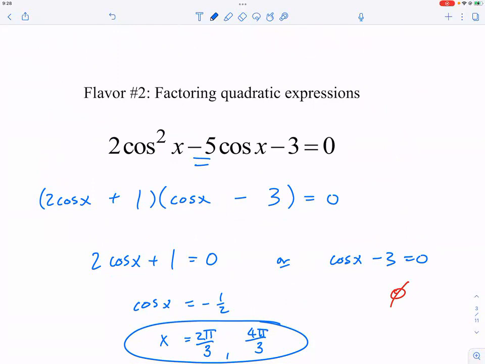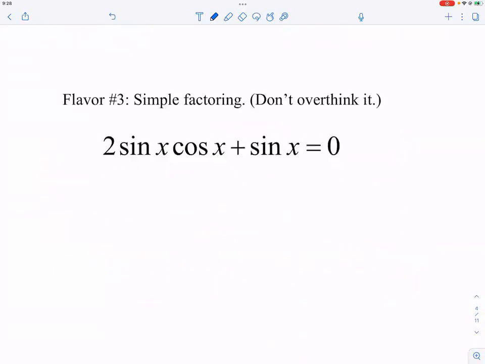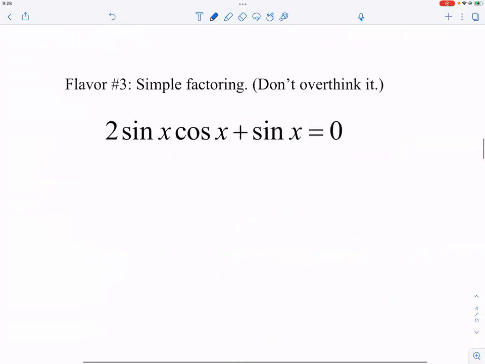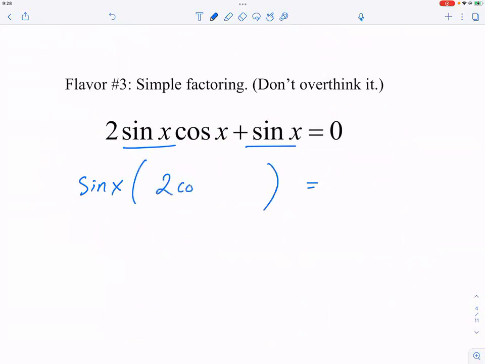Now the third flavor is also just simple factoring. And I put a little parentheses, don't overthink it, because some of you might be looking at this and thinking, wait, hold on, I remember something like this. Do we change it? We said no, we don't need to, because if you can just see that you got sine x for both terms, all you need to do is to factor the sine x, and this is very, very easy to process.